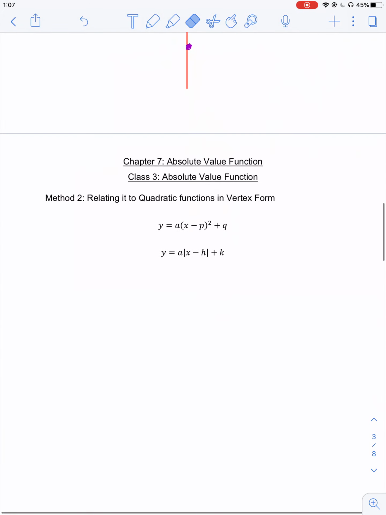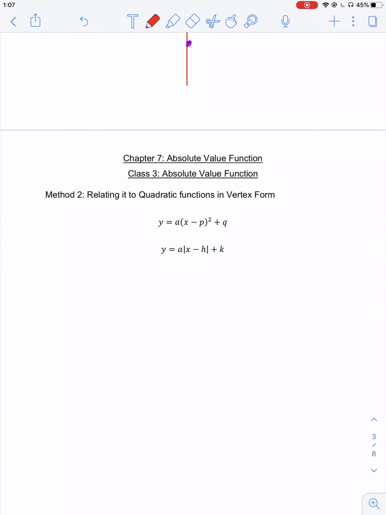So I'm going to show you a second method. Hopefully you like this one. So remember the quadratic function, the way I showed you how to graph the function, right? The most important point is the vertex. So this is what the quadratic function looks like in vertex form.